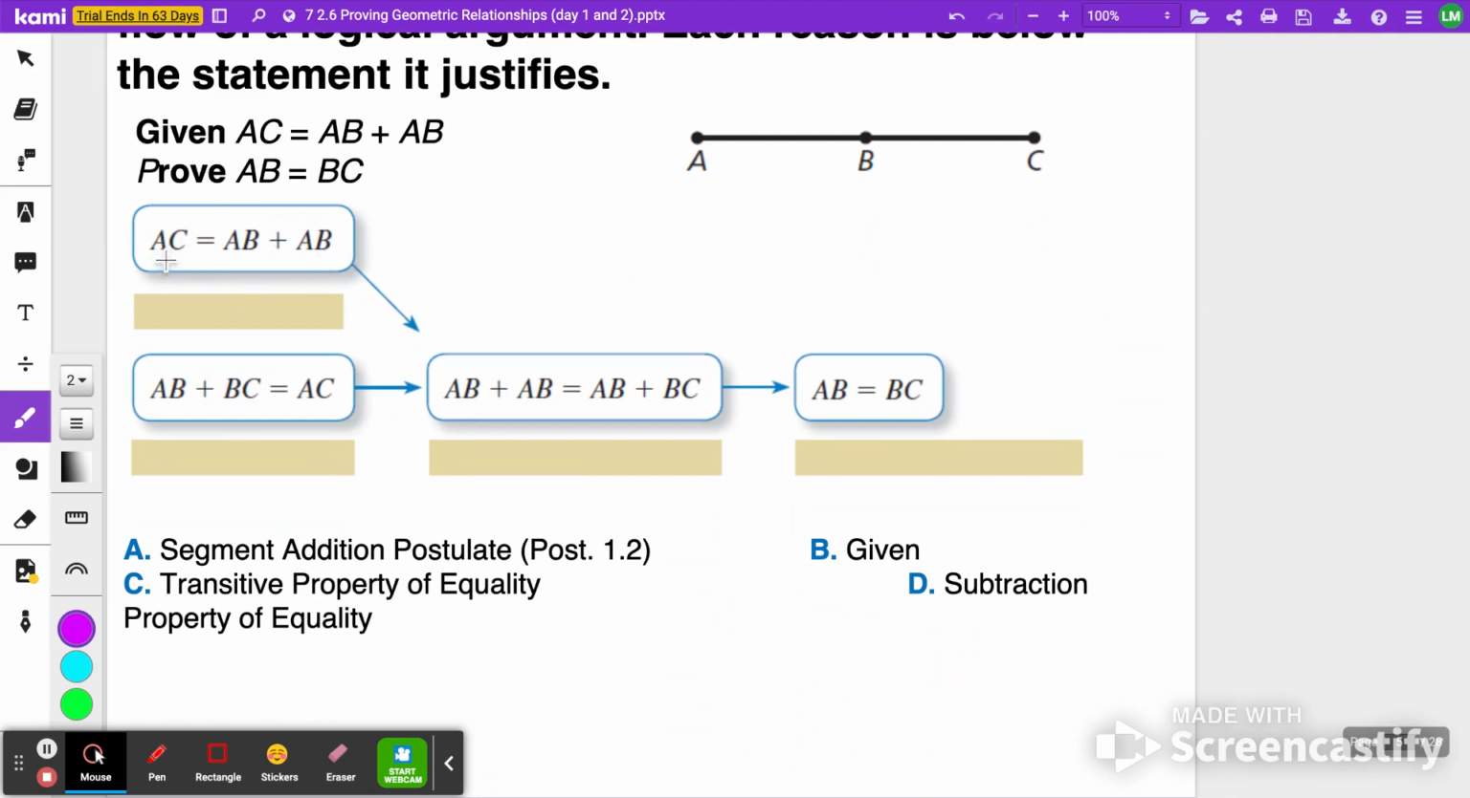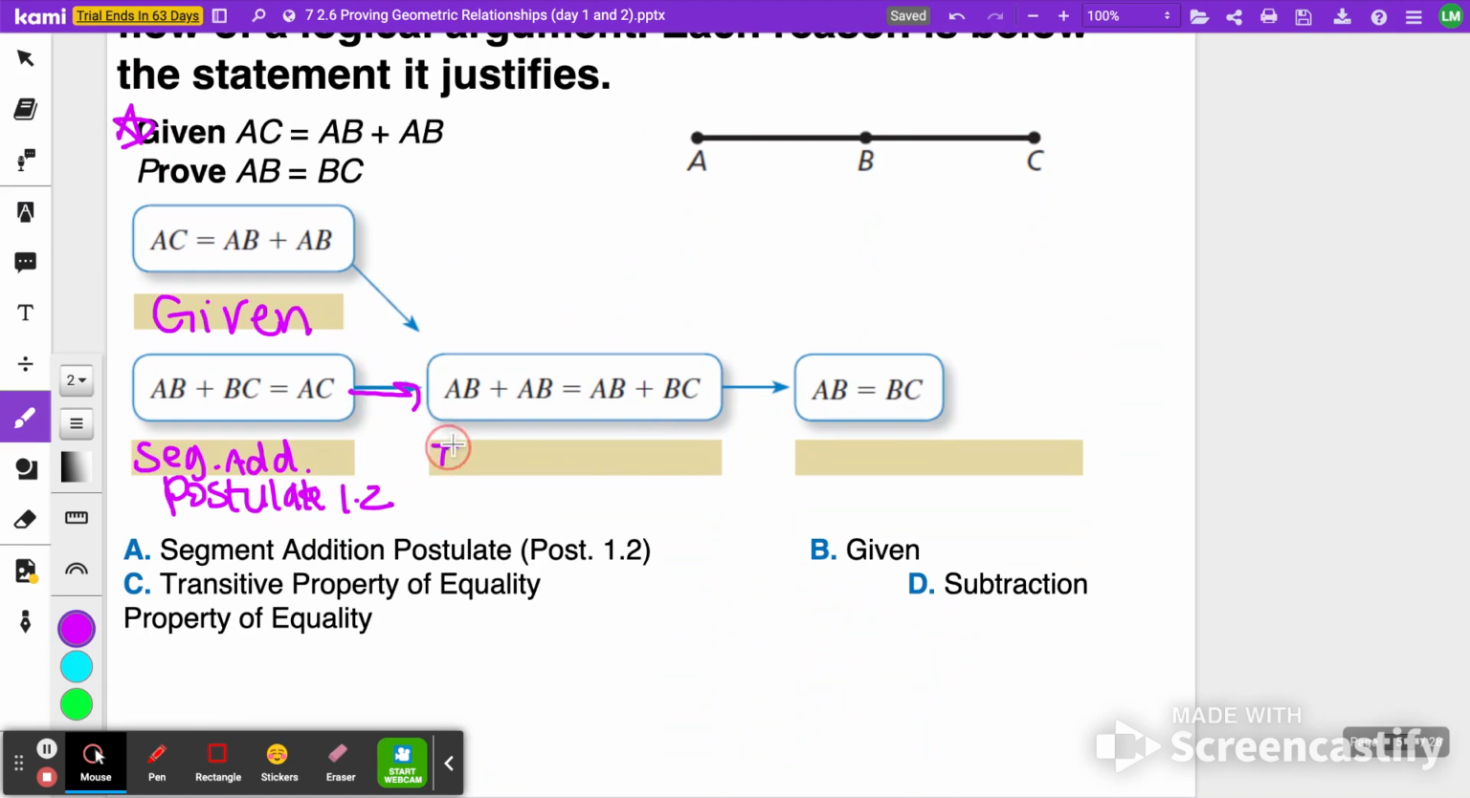Well, the first bubble we have is AC is equal to AB plus AB. That is our given from right here in the very beginning of our problem. The next portion, we have AB plus BC is equal to AC. That is the segment addition postulate. So that would be going here. Segment addition postulate 1.2.